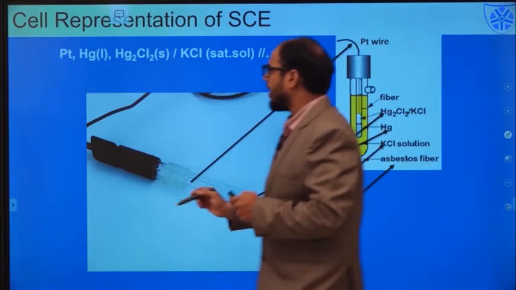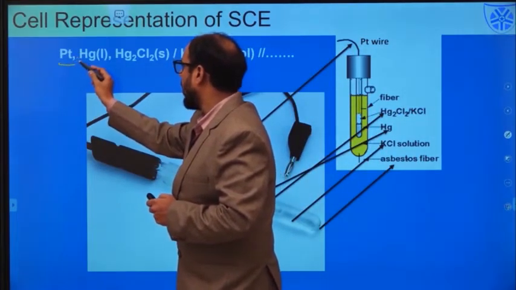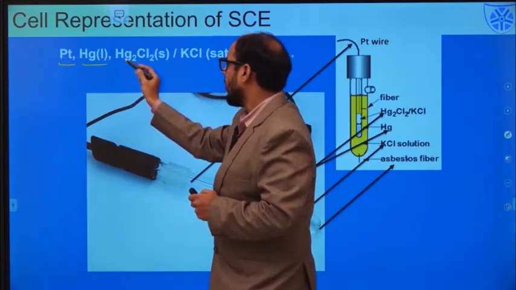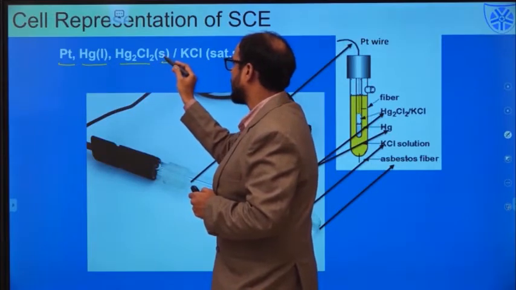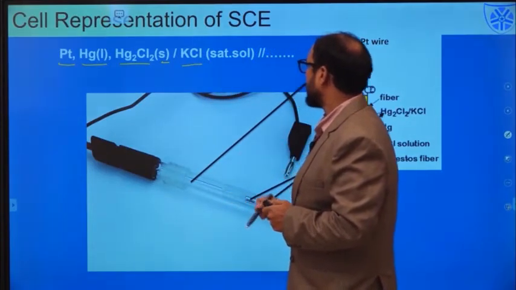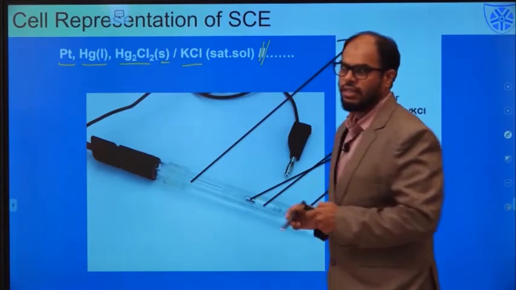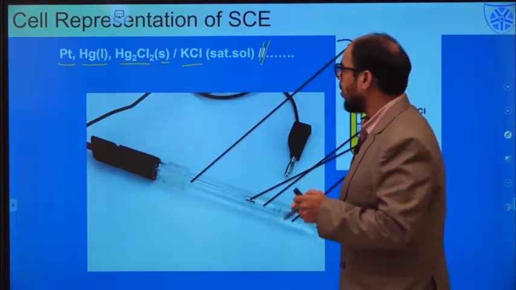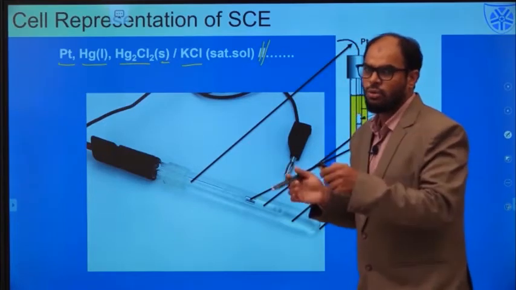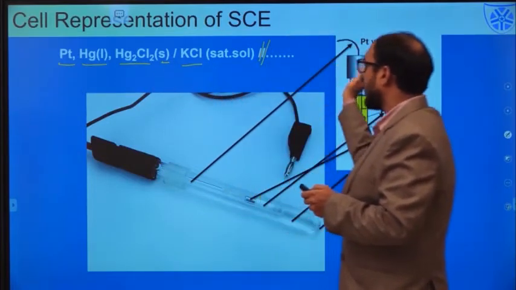While representing the cell, we write Pt, comma, where mercury is in the liquid form, I can write Hg(l), followed by the calomel, which is a solid paste, written as (s). Then there is the potassium chloride, used as a saturated solution, and the two lines represent the salt bridge. Based on the usage of the calomel electrode as an anode or a cathode, we can write the cell representation on the left side or towards the right side.